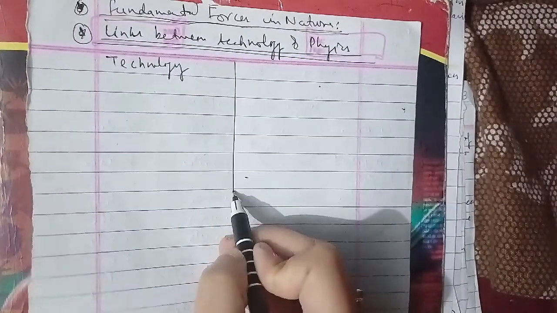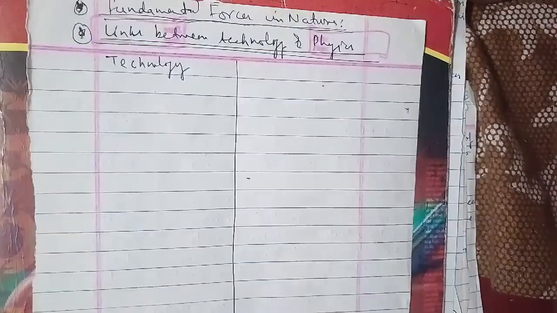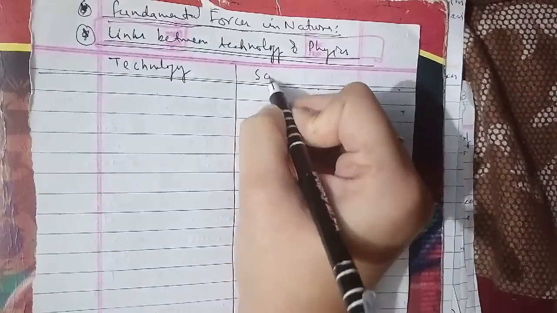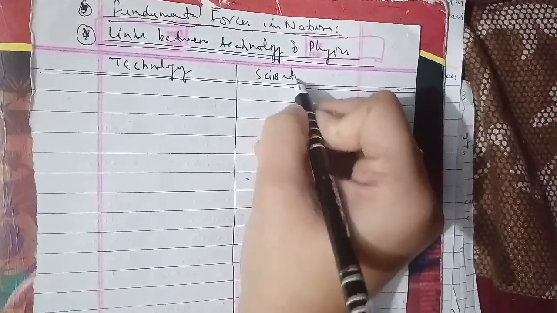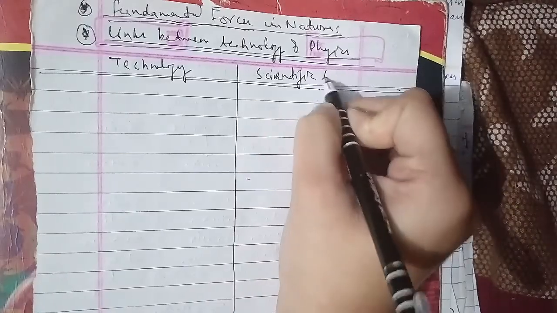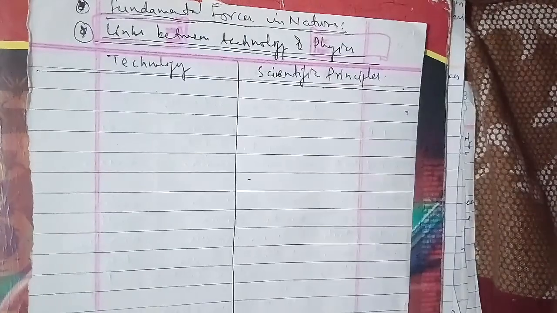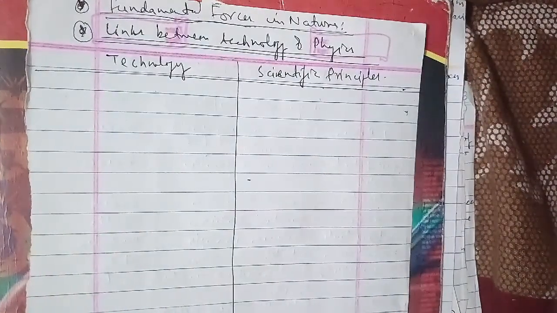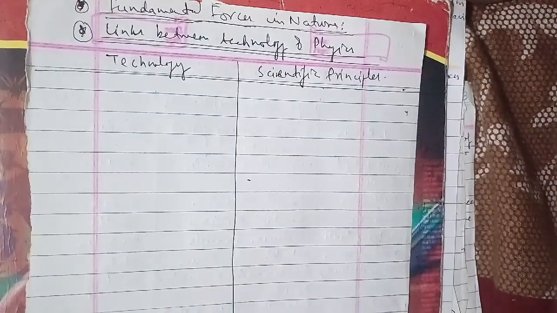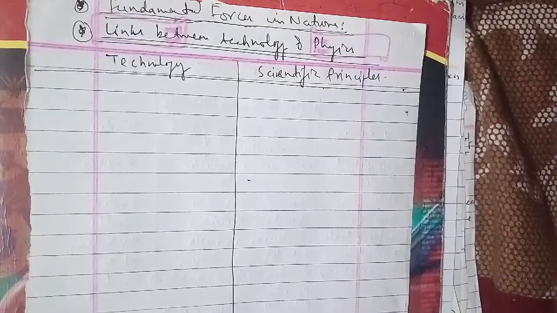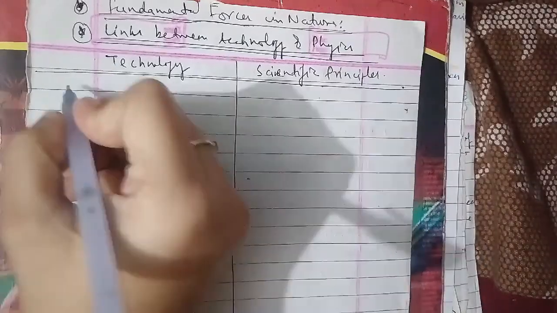Now for another one, the technology is the nuclear reactor, and the scientific principle is controlled nuclear fission. Now the third one is radio and television.